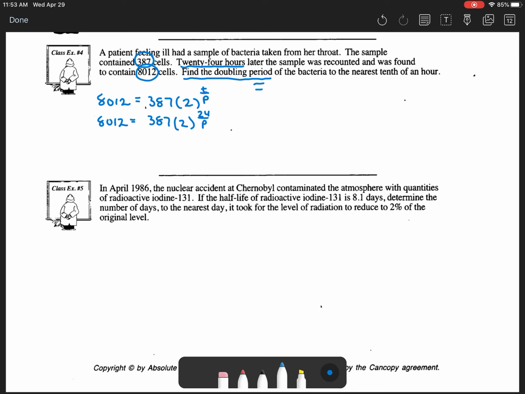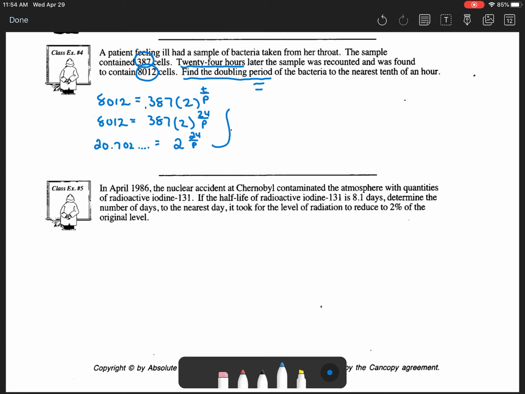First thing I'm going to do is divide both sides of the equation by 387. So I go 8,012 divide by 387. That gives me a value of 20.702. Okay, and again, I write etc. here. I do not round that value. Okay, I leave it in my calculator. I'm going to be using that whole value until the very end of the question.